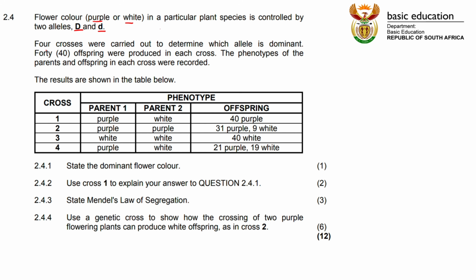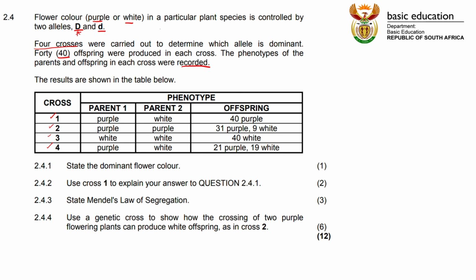So now it says here, 4 genetic crosses were carried out to determine which allele is dominant. So we want to determine which allele will take the capital letter D for dominant. So now we have got 40 offspring that we are producing in each and every cross. There are 4 crosses, 1, 2, 3, and 4, and we are going to produce 40 offspring. And then the phenotypes of the parents and offspring in each cross will be recorded as well.